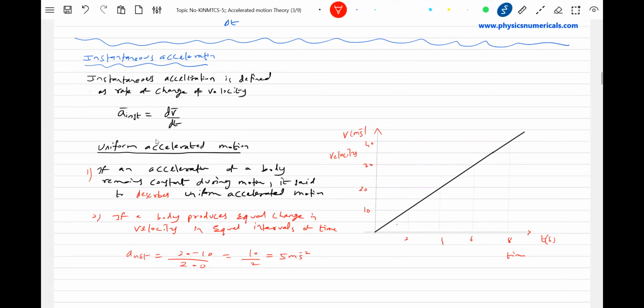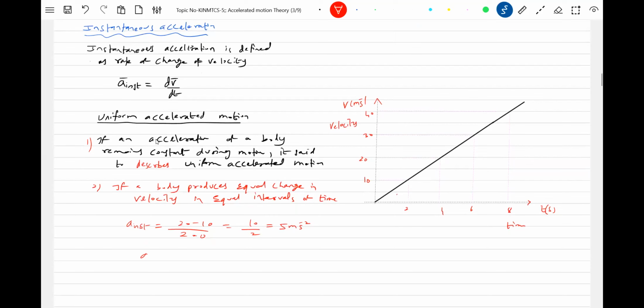the acceleration remains constant. So for uniform accelerated motion, we can write A instantaneous must be equal to A average. We already discussed the similar idea for uniform velocity motion, but here we are more bothered about instantaneous acceleration only. So if the acceleration of your body remains constant, it is said to describe uniform accelerated motion. The important part is that if a body produces equal change in velocity, whether velocity is increasing or decreasing, the change in velocity should be equal in equal intervals of time.